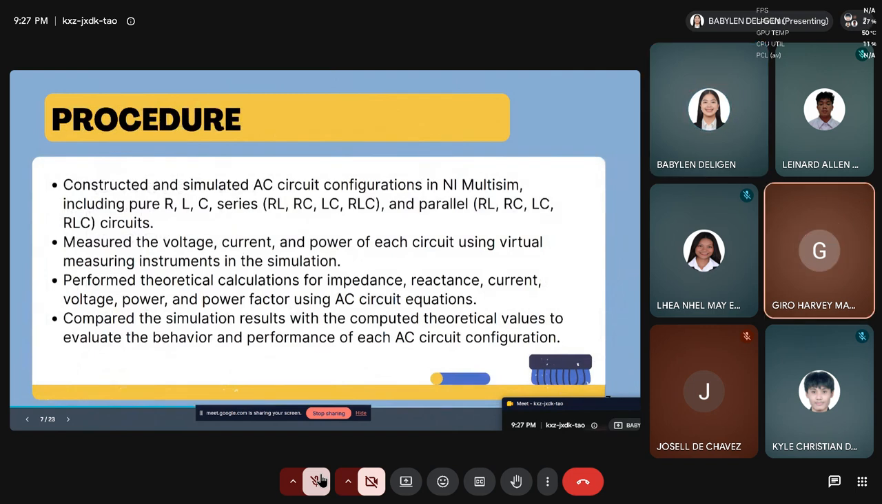In the procedure, the laboratory experiment was conducted using NI Multisim to simulate various AC circuit configurations, including pure resistance, inductance, capacitance, as well as the series and parallel combinations of RL, RC, LC, and RLC circuits. For each circuit, the voltage, current, impedance, and power were measured using virtual instruments. Theoretical calculations were then performed to determine the impedance, reactance, current, voltage, power factor, and power values. Finally, theoretical results were compared with the simulation data to analyze the electrical behavior and performance of each AC circuit configuration.